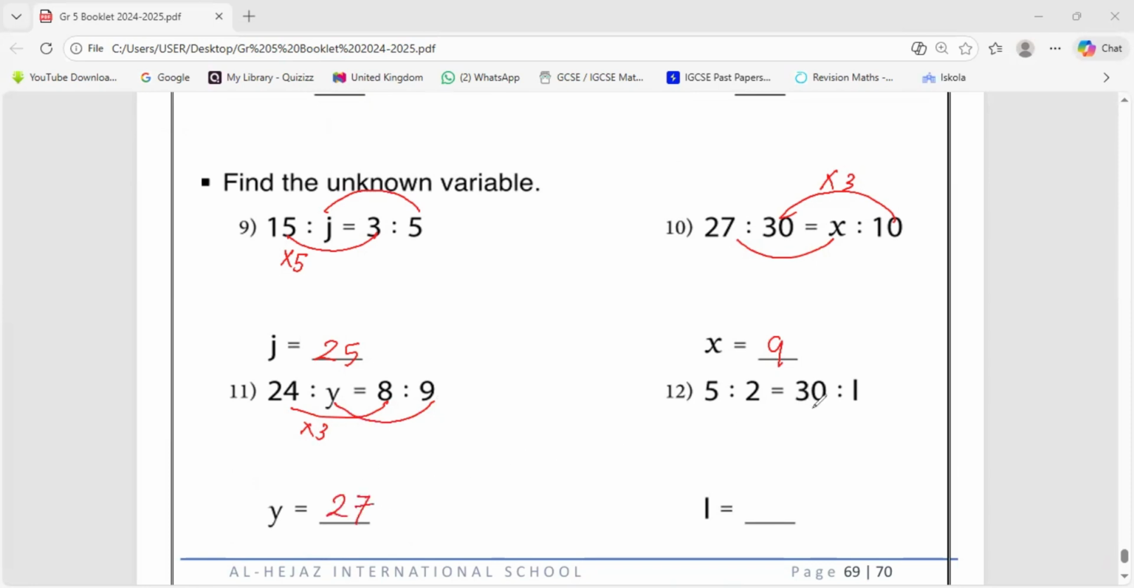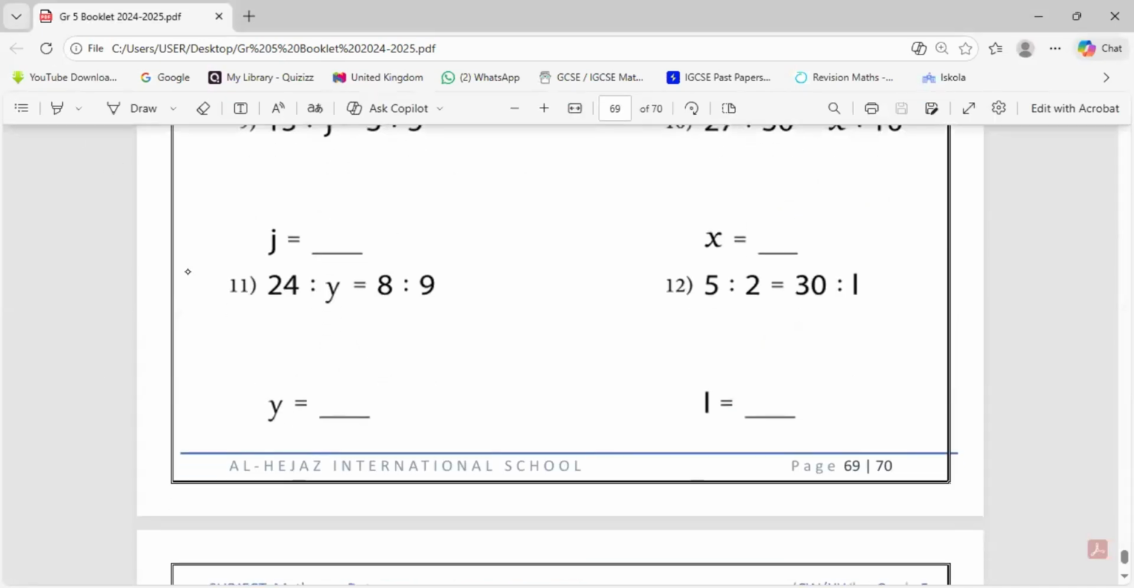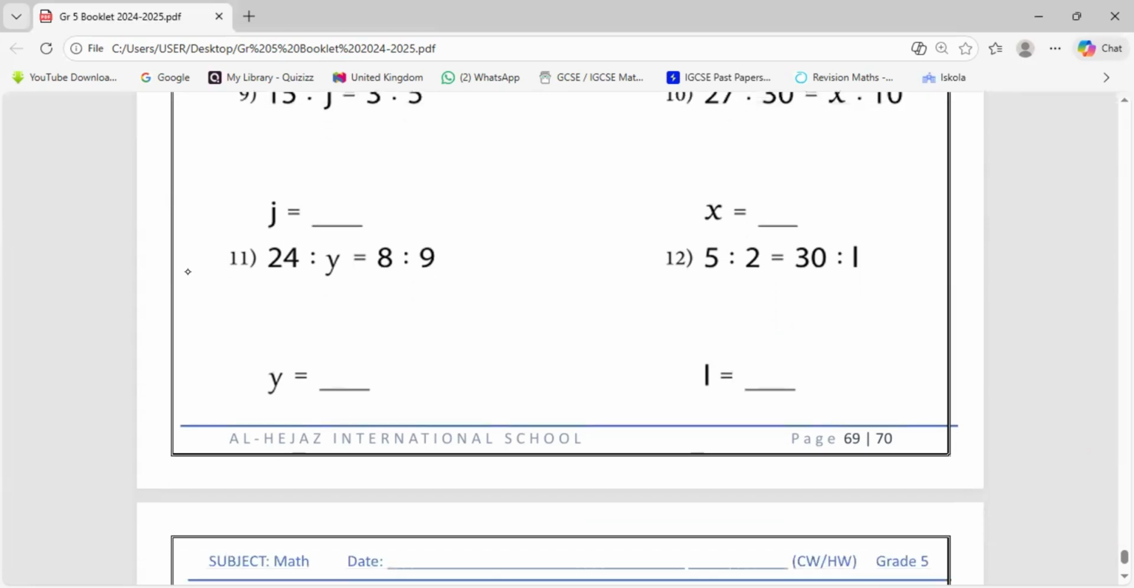And here 8 multiplied by 3 gets 24, and 9 multiplied by 3 gets 27, and so on. 5 multiplied by 6, we get 30, and also 2 multiplied by 6 equals 12. It's very easy. You understand what I mean. If you have any question, ask me in the comments.